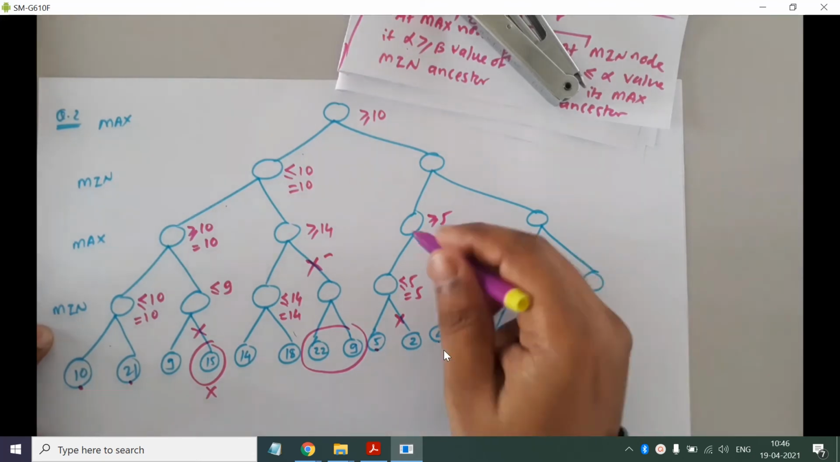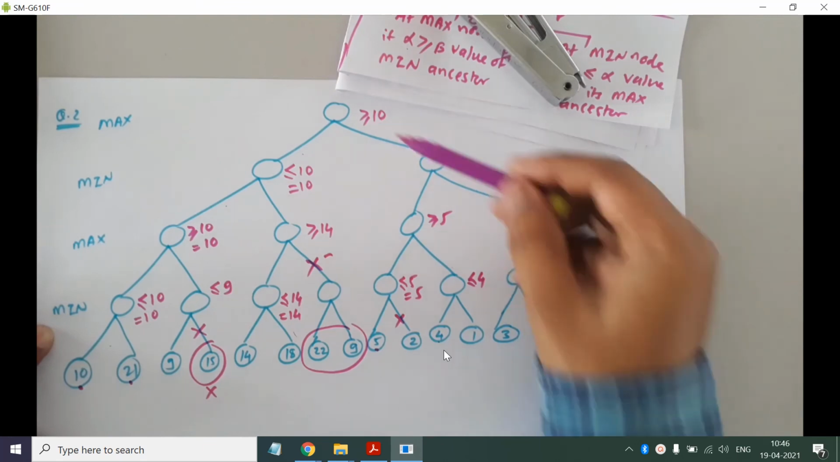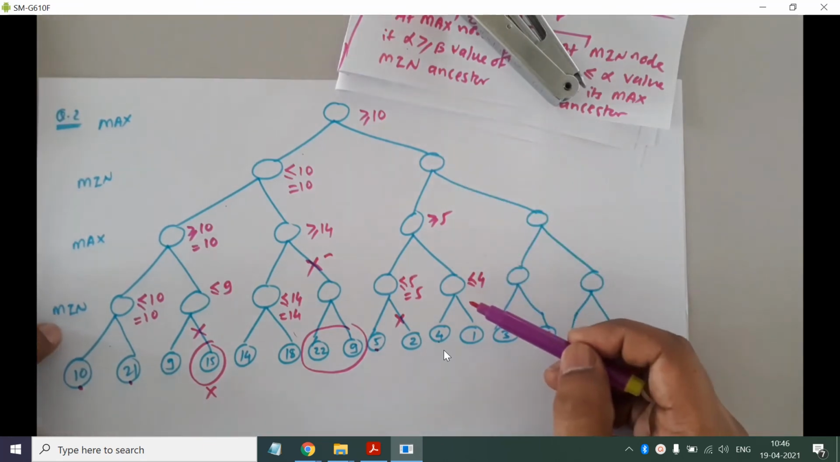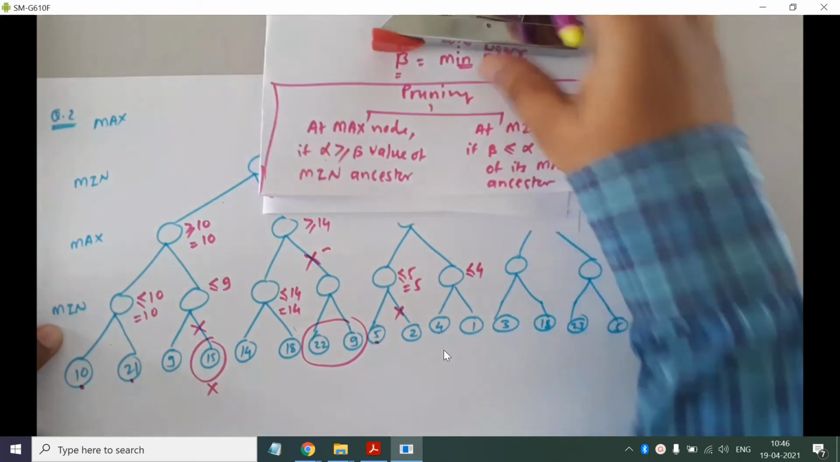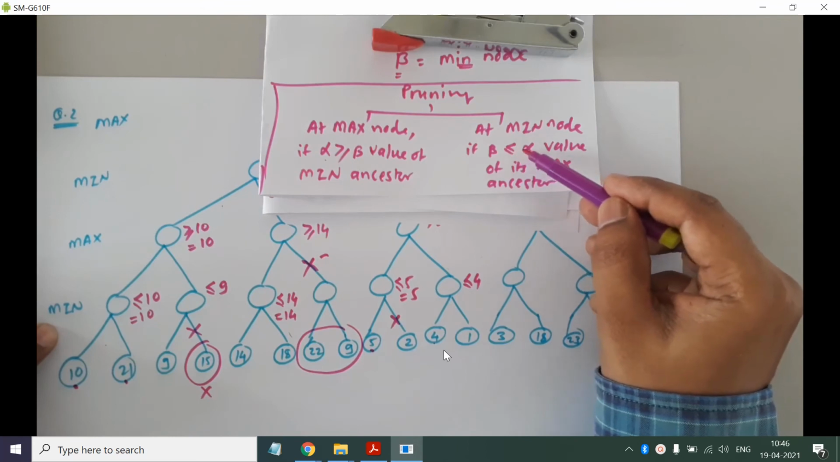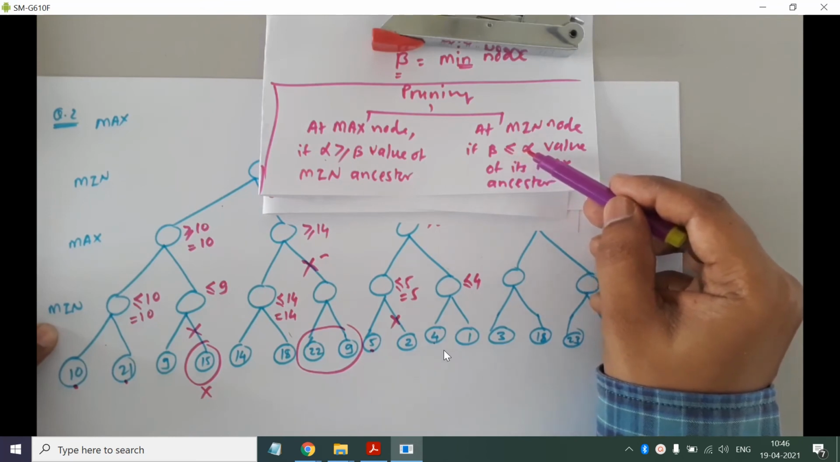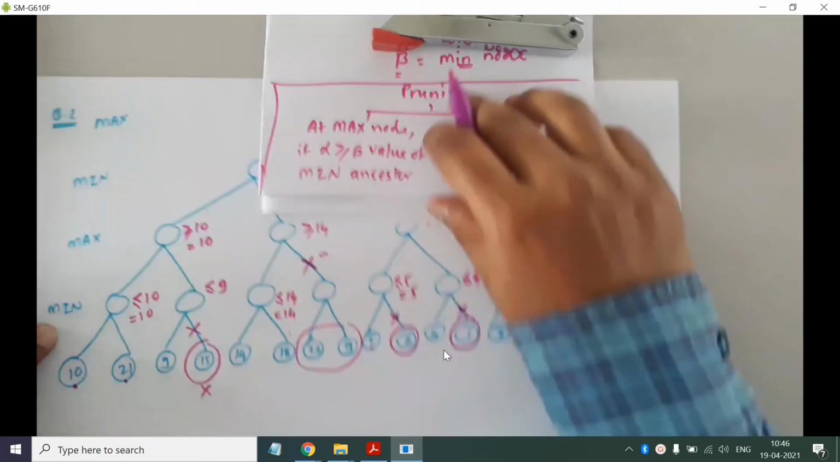Again, what is happening? We have a solution with 10, but here min is trying to get a value lesser than 4. Again this second condition is satisfied: beta, that is 4, is less than or equal to alpha, that is 10. So this is pruned. These two nodes are pruned.